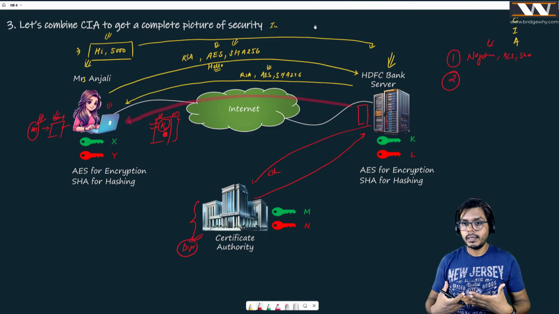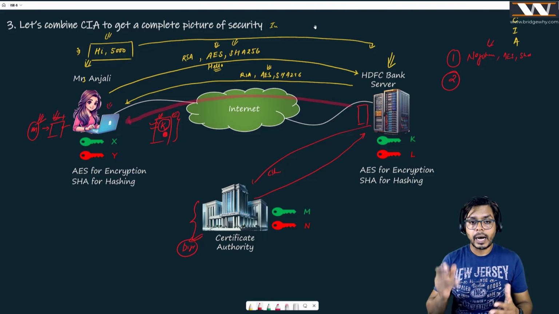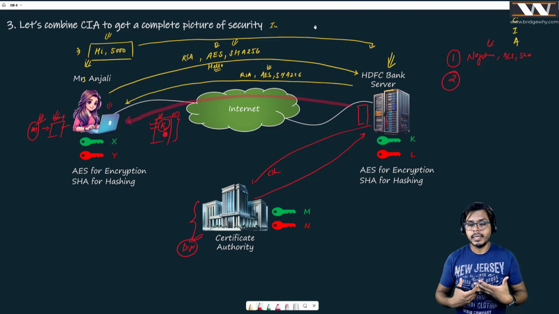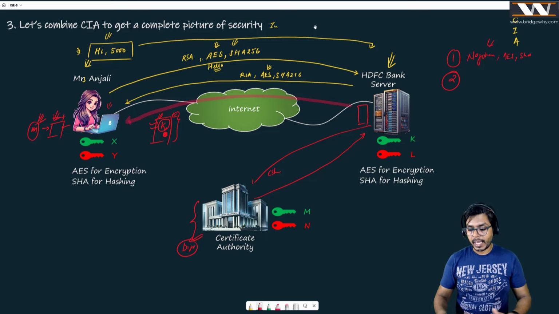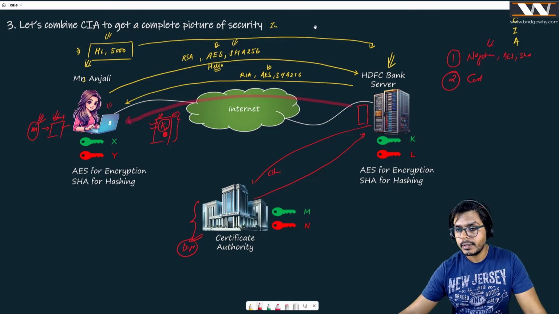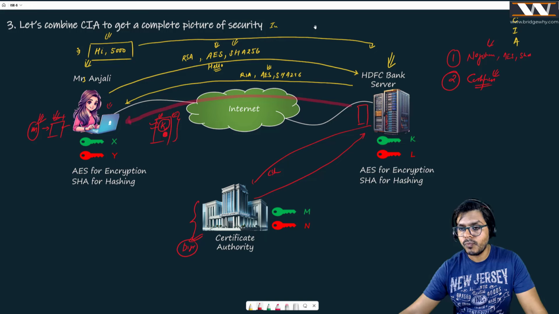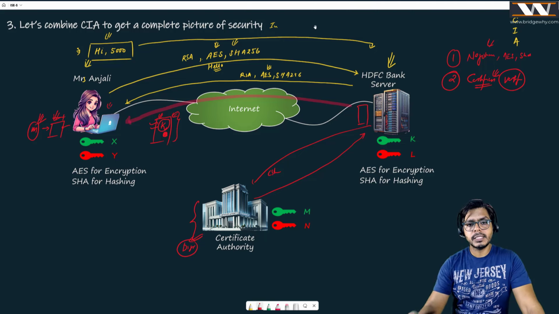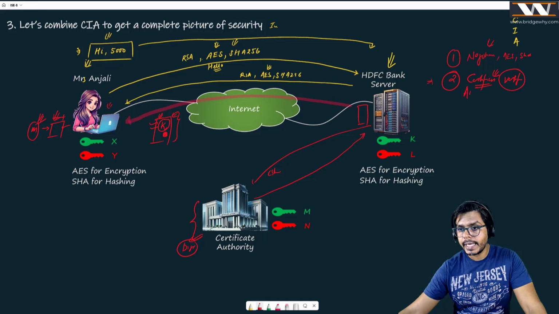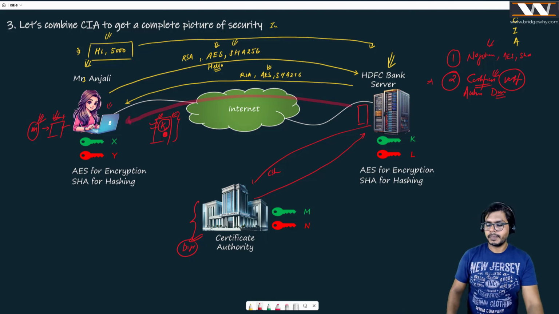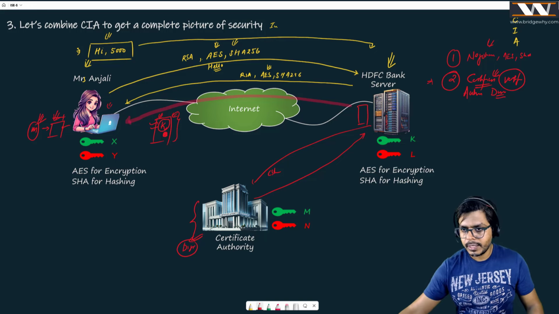In the second step, HDFC bank server is saying, do not communicate with me until and unless you know me, until and unless you are sure that I am HDFC bank server. And that is why it is sending its certificate. And Anjali's responsibility is to verify this certificate. Once Anjali verifies the certificate, she is absolutely sure that she is talking to HDFC bank server. It means that in the second step, authentication is done. Really, really interesting.